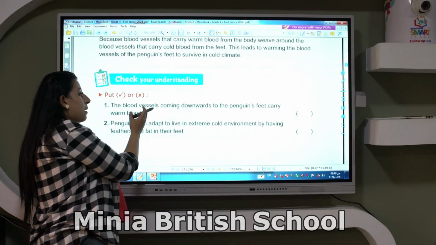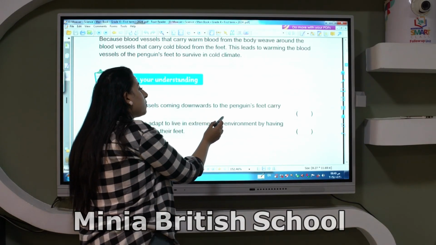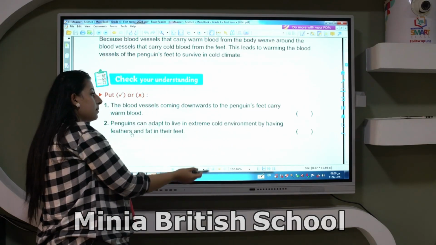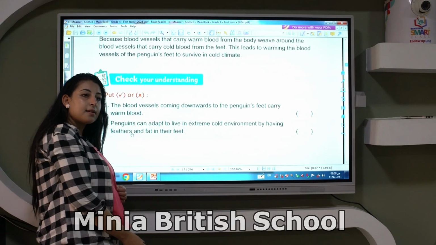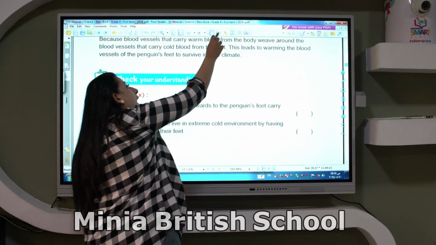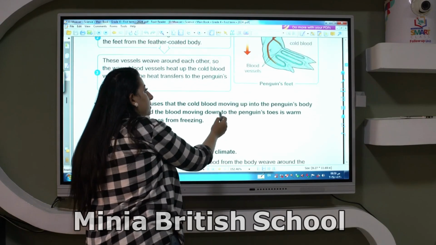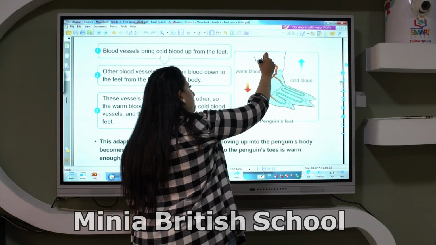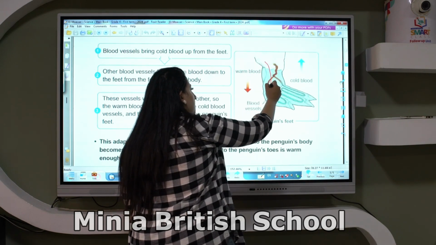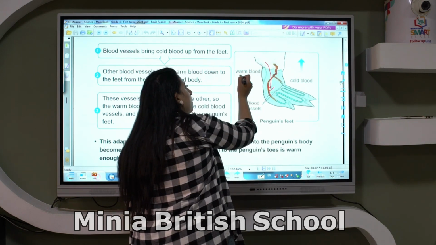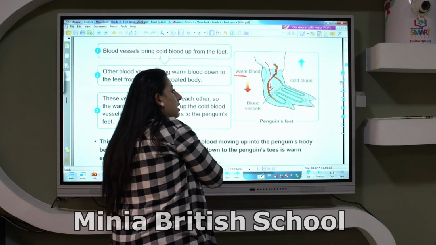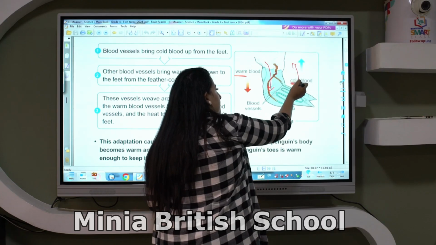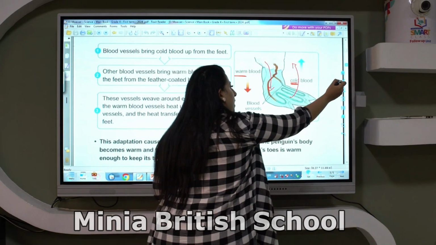The blood vessels coming downwards to the penguin's feet carry warm blood? Yes, the blood that moves from up to down. Look at this arrow. The blood moves here from up to down. So what does it feel? Warm. While the blood which moves from down to up feels what? Feels cold.